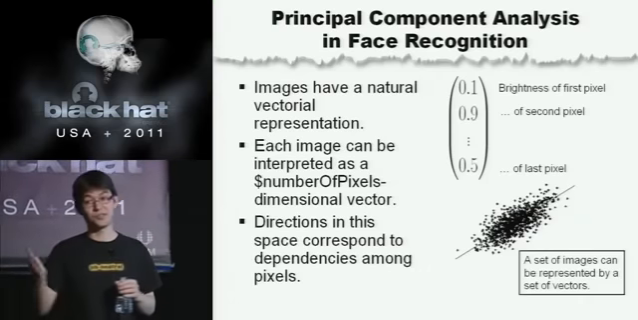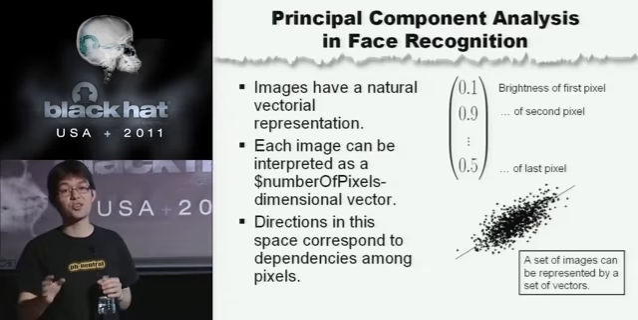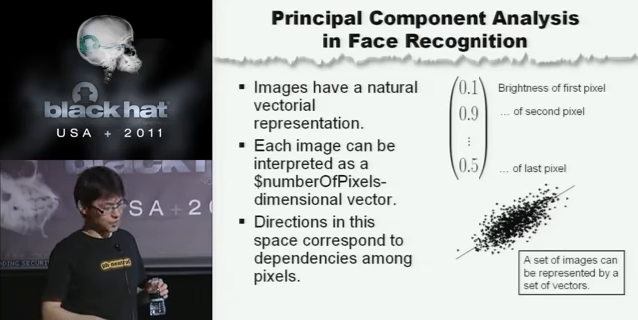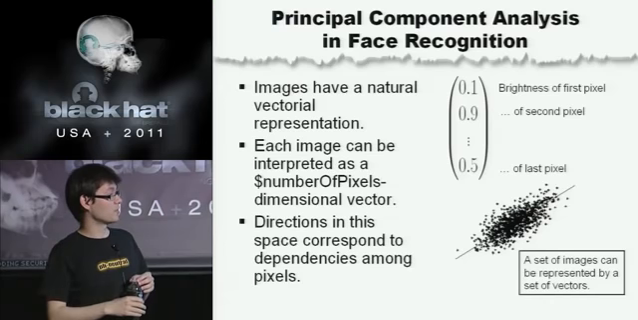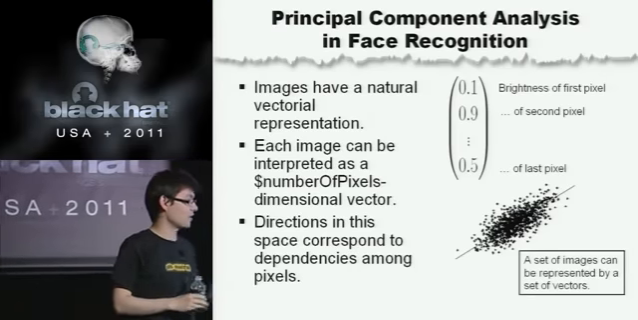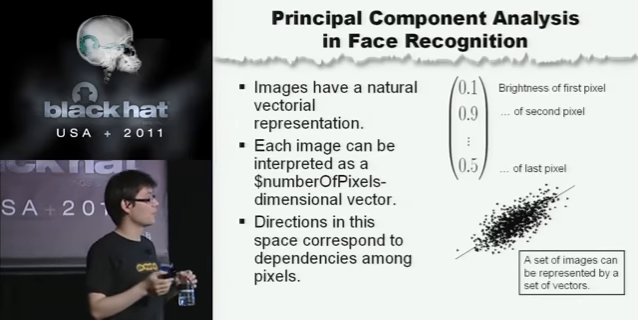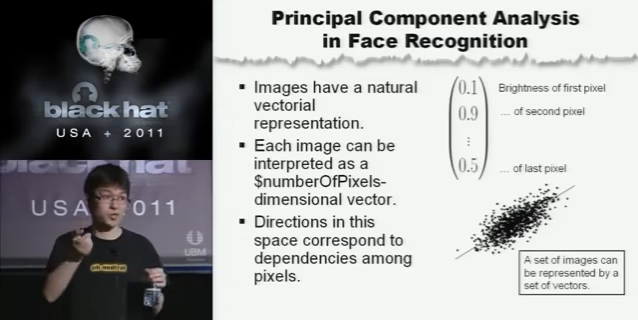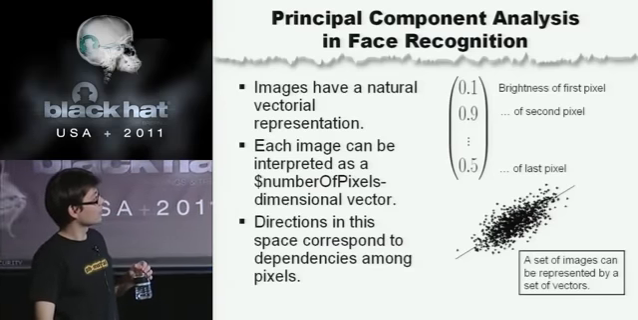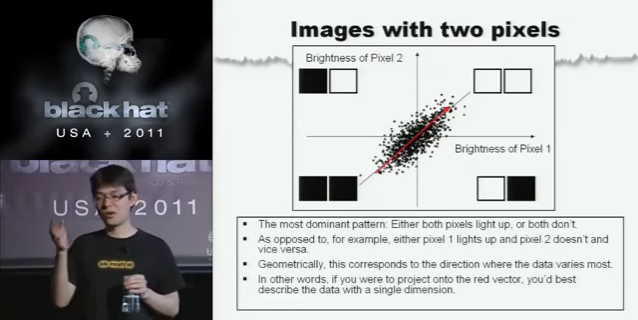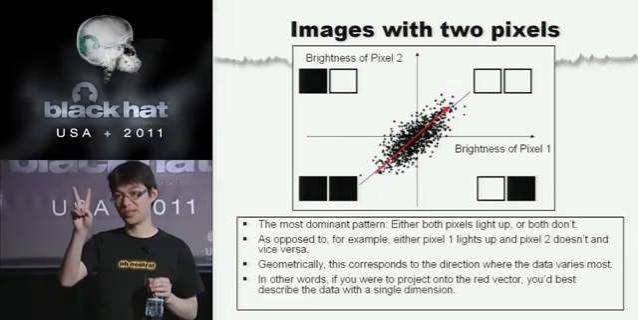For images, like the faces you just saw, there's a very natural mapping that you can apply. You could just take all the pixels and put the brightness in the vector. Then each image is a data point in a high-dimensional space where the number of dimensions is equal to the number of pixels. Okay, so let's consider a small example. Let's say we only consider images with 2 pixels.